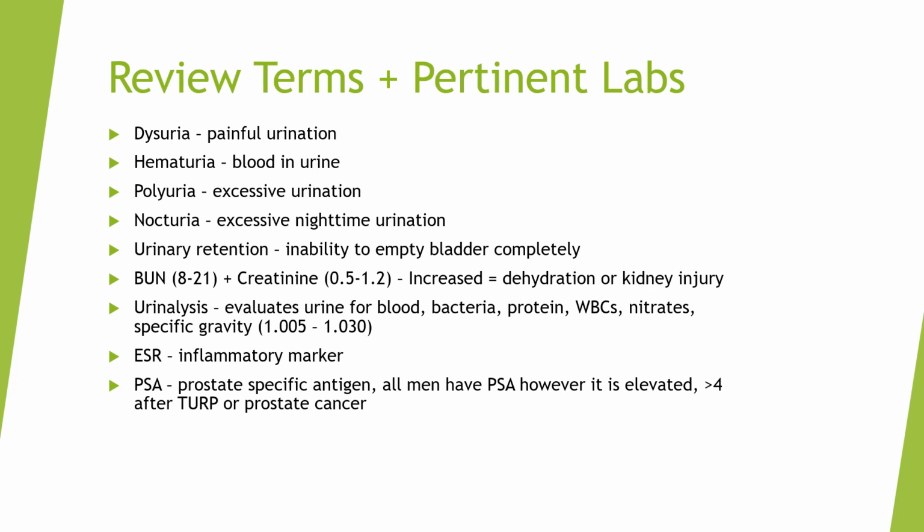And then a PSA, which we'll talk more about later in the PowerPoint, is a prostate-specific antigen. All men have a PSA level. However, if it's elevated, which is a level greater than 4, we're concerned for a prostate cancer or something else is going on. After a TURP procedure, which again we'll talk about later, it's expected for that PSA level to be elevated. And then again, prostate cancer is expected.